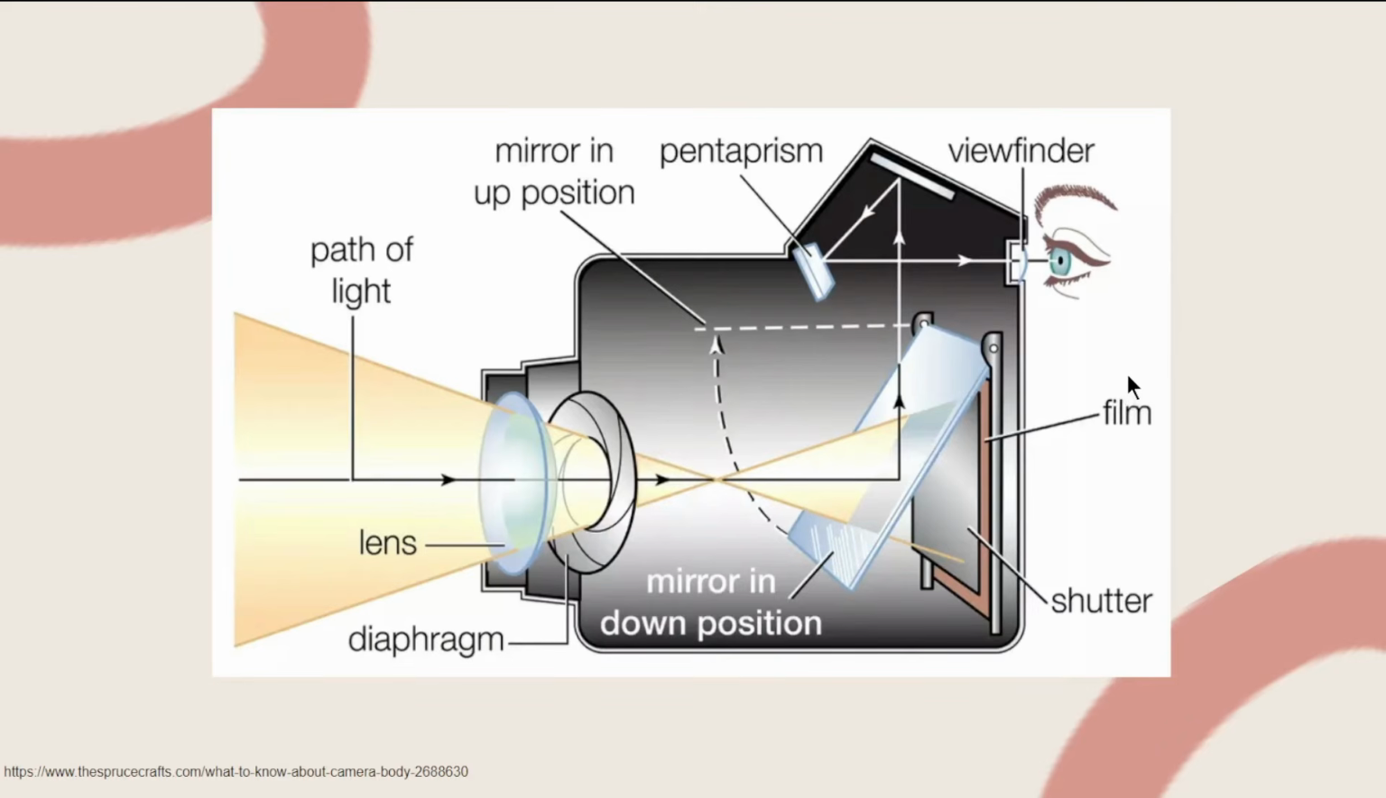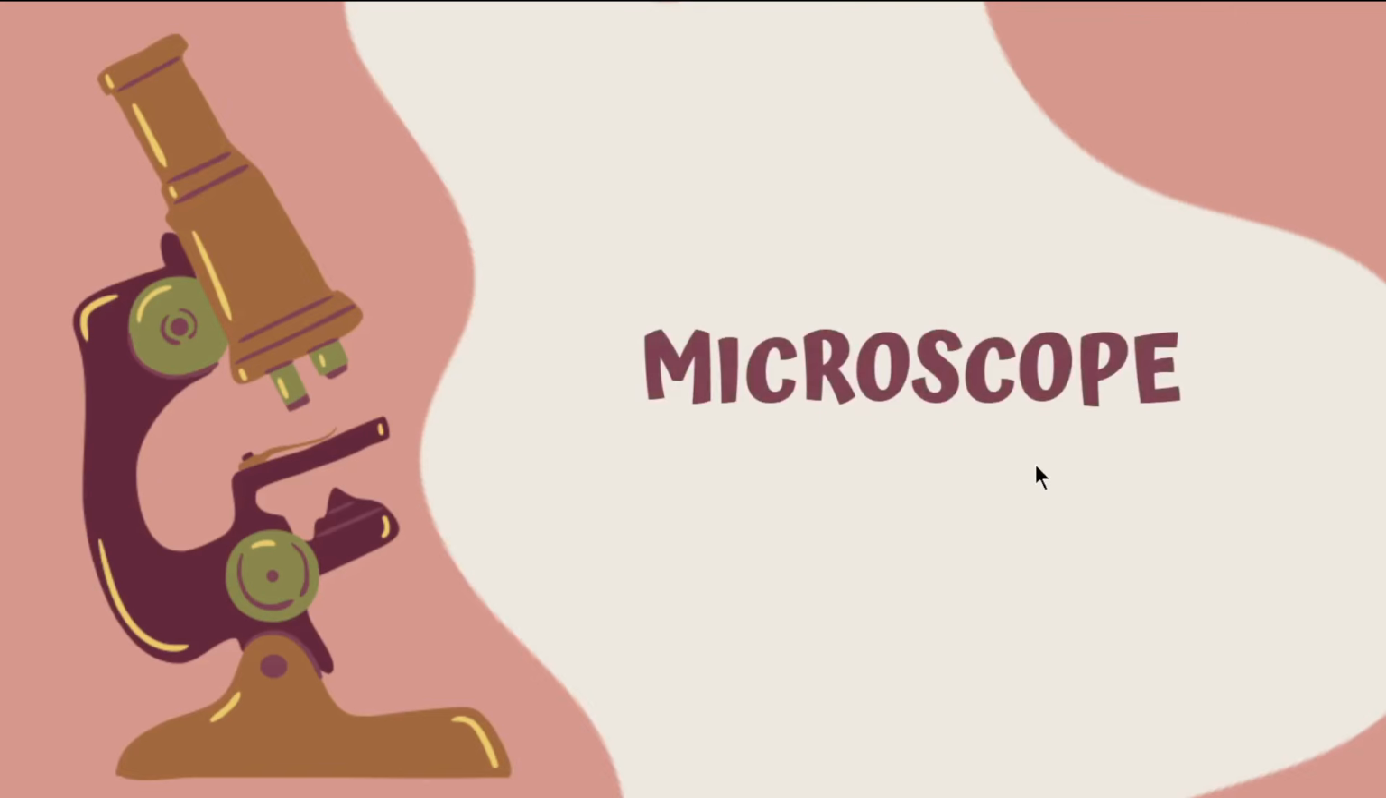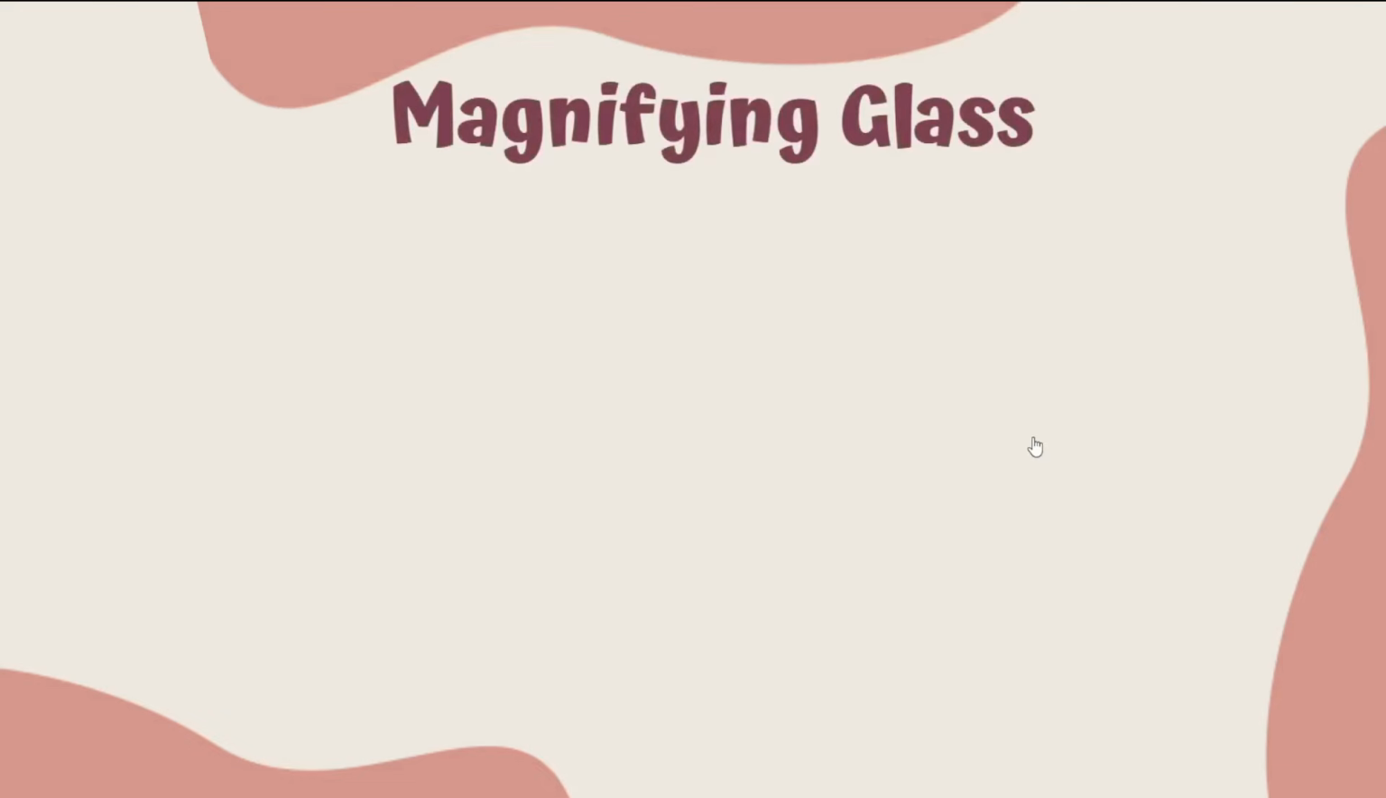Next, we will be discussing the microscope. So, most of you have already used a microscope when you were in grade 7. Somehow, you have an idea on what a microscope would look like. But then, the microscope that you were using in the laboratory is a compound microscope. For a simple microscope, that would be the magnifying glass.